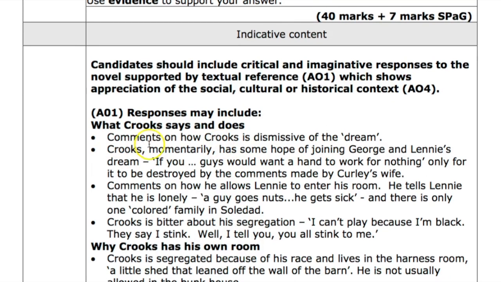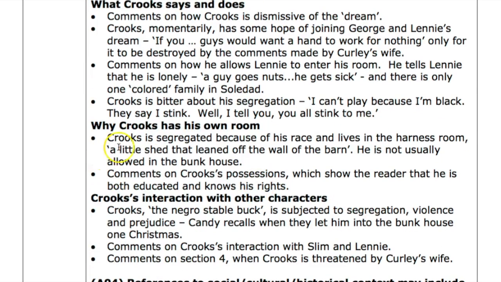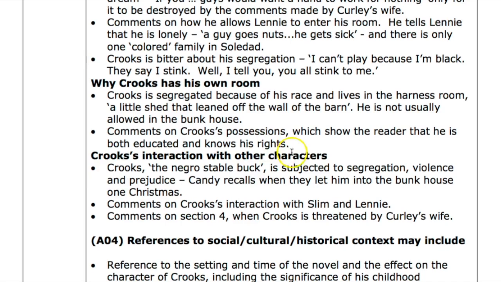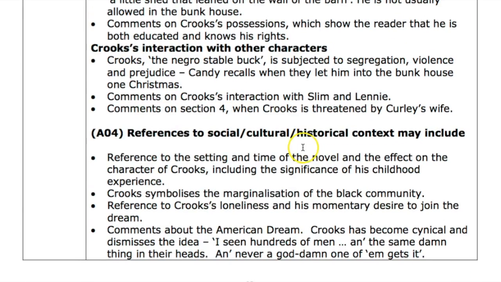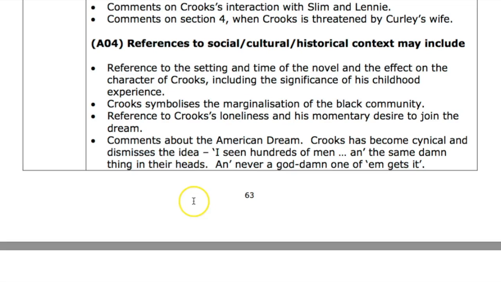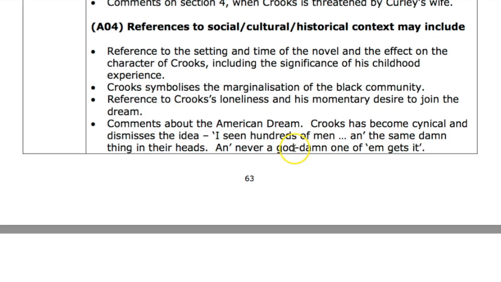And you could be talking about what Crooks says and does from the whole novel, and you'll see every single point here is backed up by some evidence from the text, a quote from the text. Why Crooks has his own room, again, you might want to refer to a little shed that leaned off the wall of the barn, all of this stuff. Comments on Crooks' possessions, and his interaction with other characters, particularly Candy, Slim and Lennie, who are the people that interact with him most, and then later on Curley's wife.